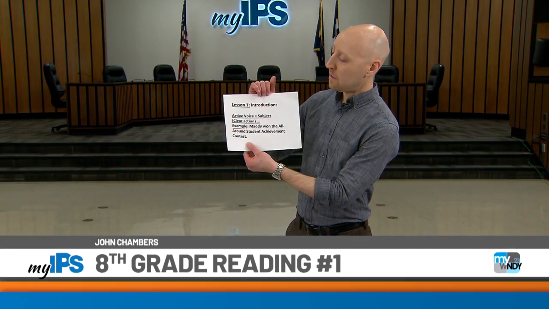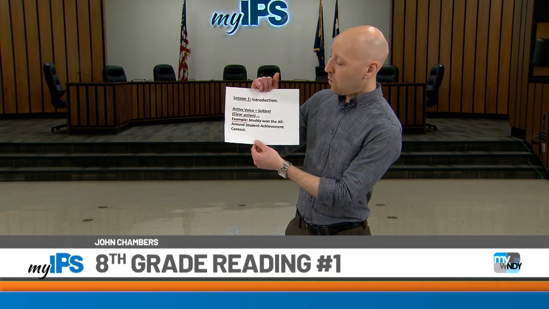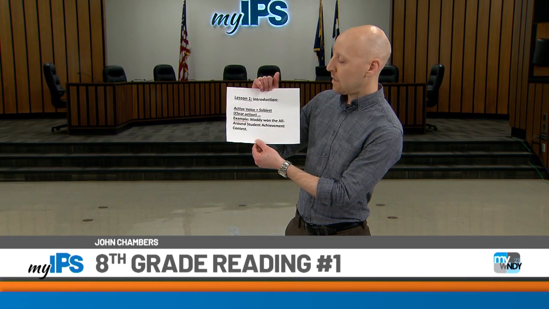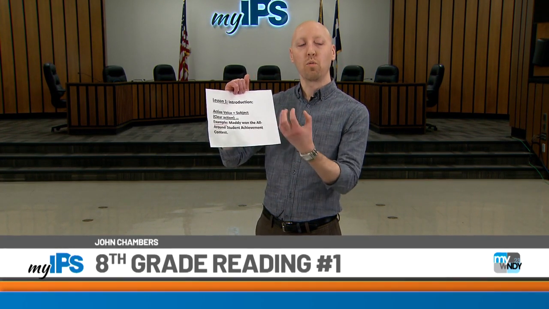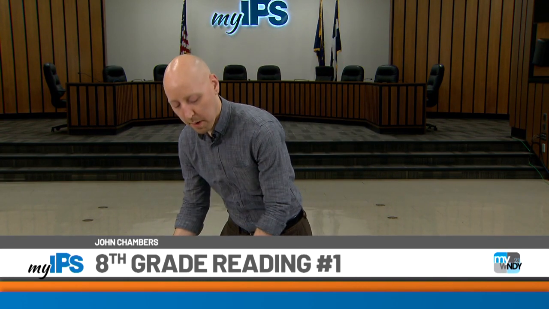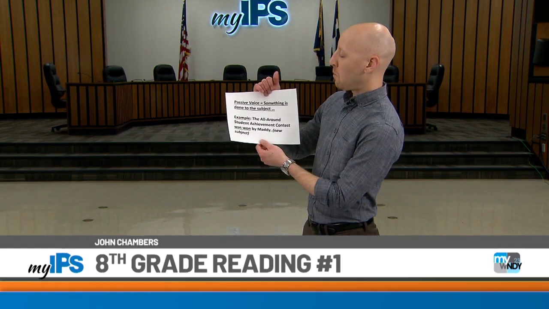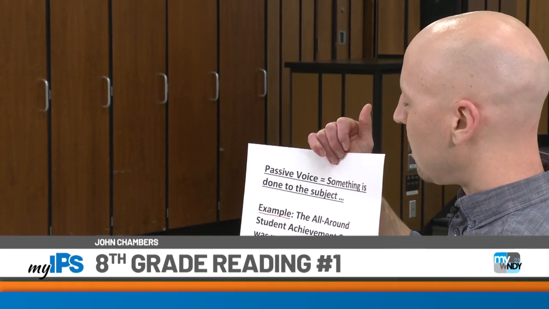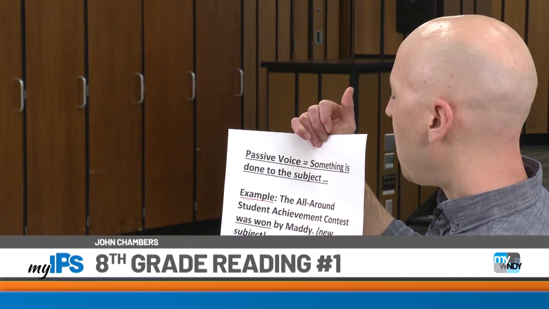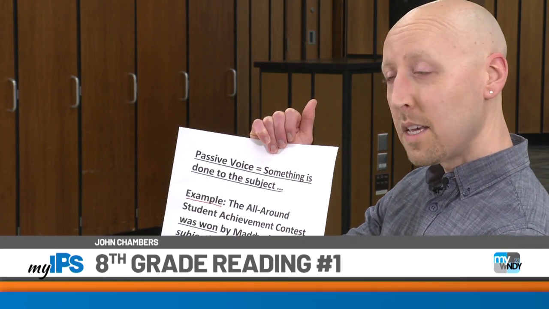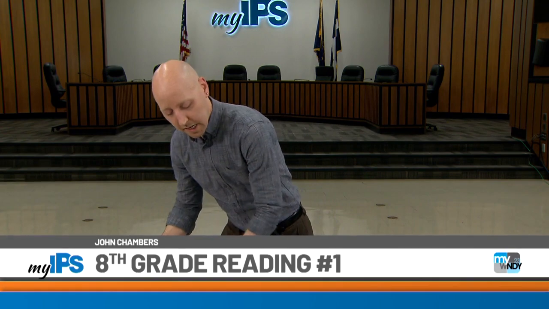So here's an example, and this is under the introduction again on page 9. Maddie won the all-around student achievement contest. And so what is Maddie doing? She's actually winning. It's past tense, but she is directly winning. Here's an example of passive voice. And this is again at the top of page 9. So something is done to the subject. The all-around student achievement contest was won by Maddie. So we have a new subject, but it is being won. It's not actually winning. So that is the difference.